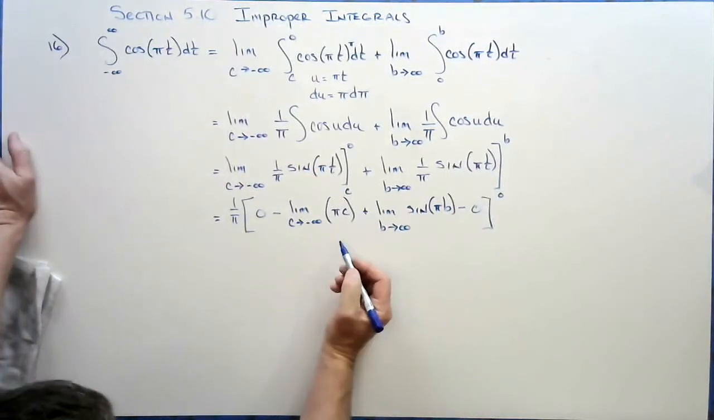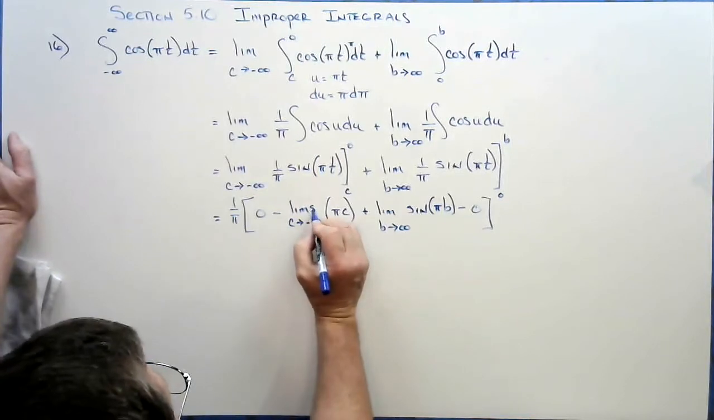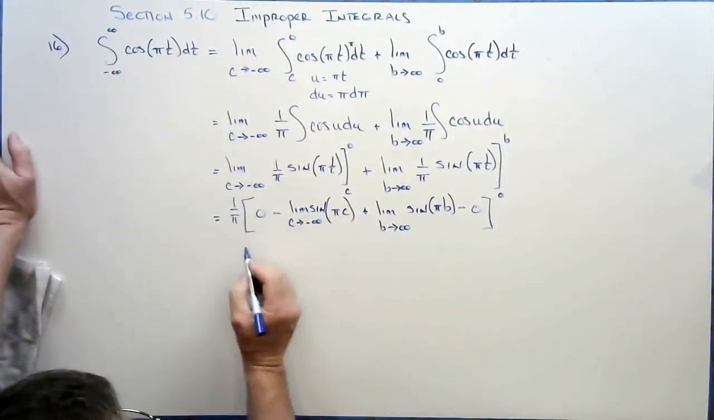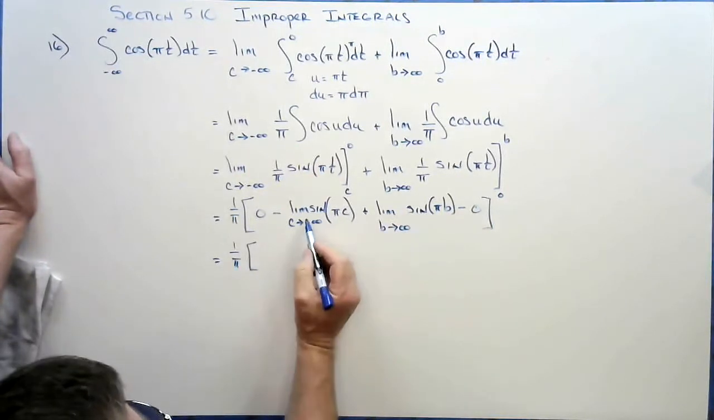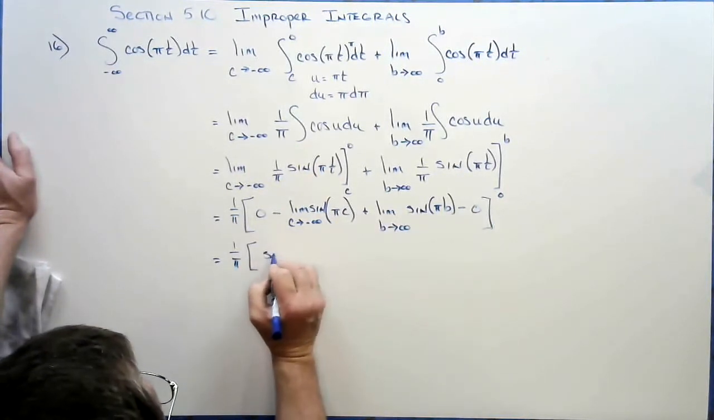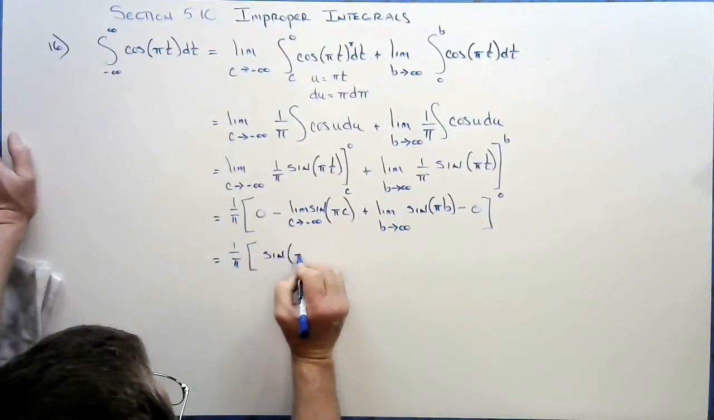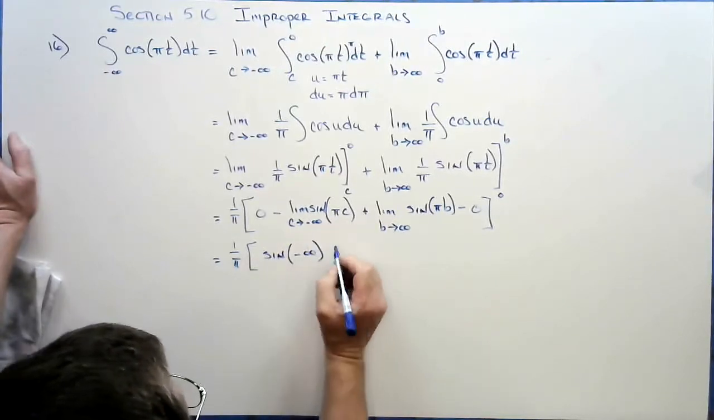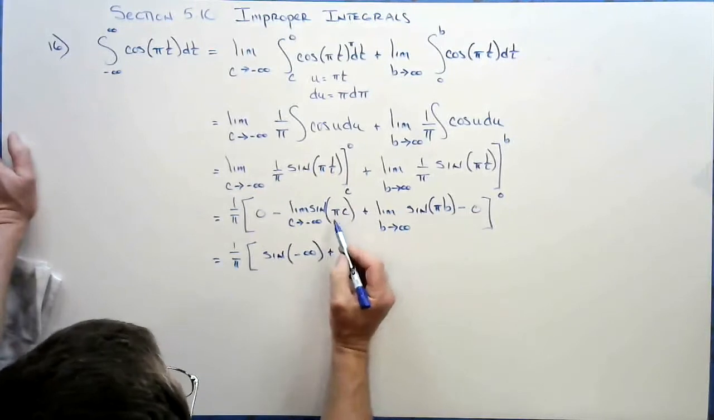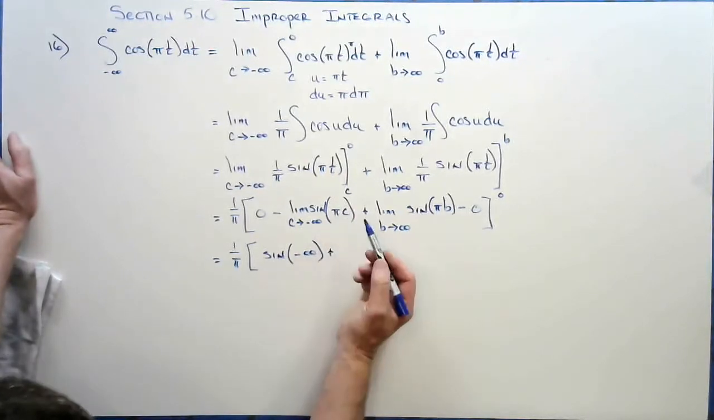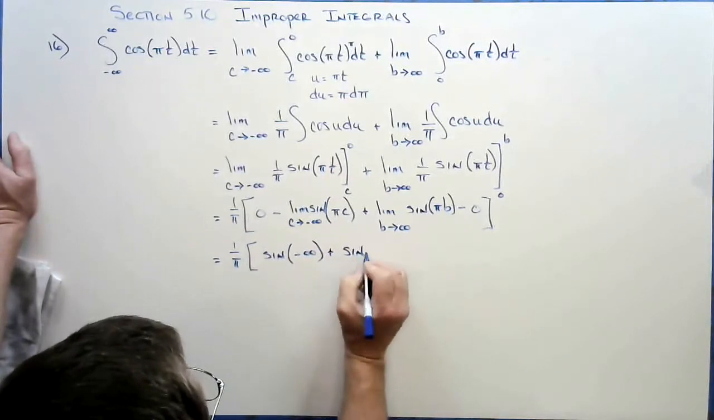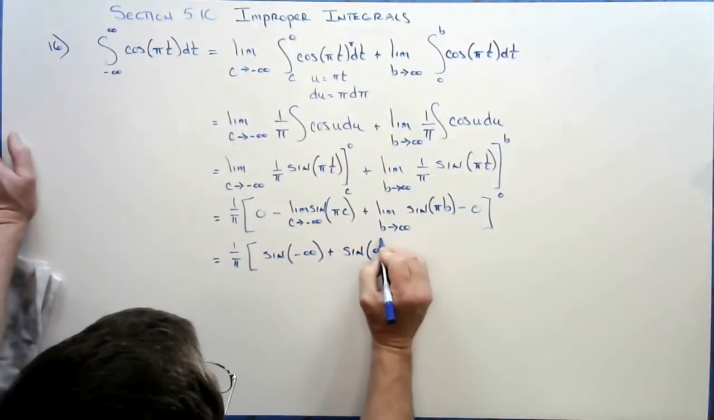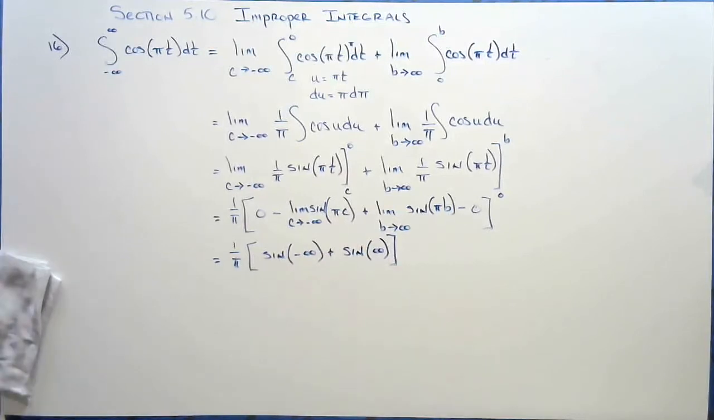So when we take the limit here, somebody forgot to write down the sign here. When we take the limit here, what do we have? We have 1 over pi. When we take the limit, we have the sine of negative infinity plus, because negative infinity times pi is negative infinity. Infinity times pi is infinity. And this is what we end up with.